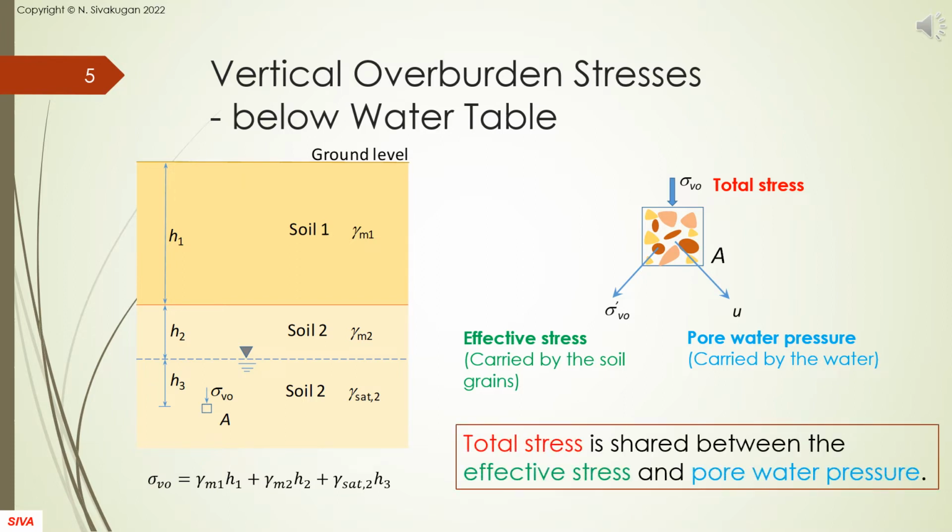Let's consider a point A within a soil that is submerged. The vertical normal stress at this point is shared by the water and the soil grains. The fraction carried by the soil grains or soil skeleton is called the effective stress sigma prime, and the fraction carried by the water is known as the pore water pressure U. We use a prime to denote the effective stress and no prime for the total stress.